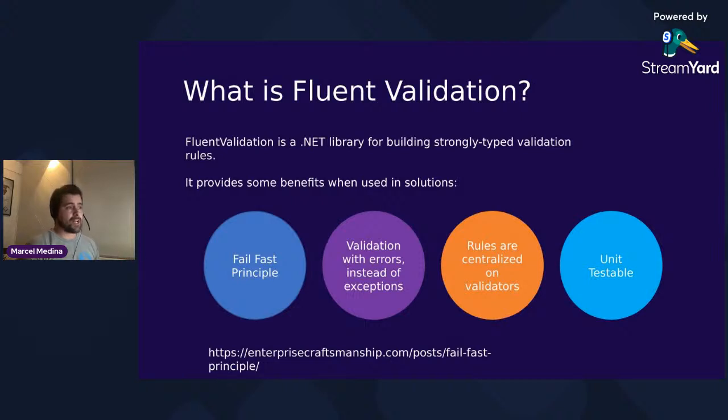The rules are centralized on validators. So we have this specific class that we created, that inherits from an abstract validator, one of the basic classes that the library provides. And with that, we start applying some rules, right? Like, for example, some fields cannot be nullable.